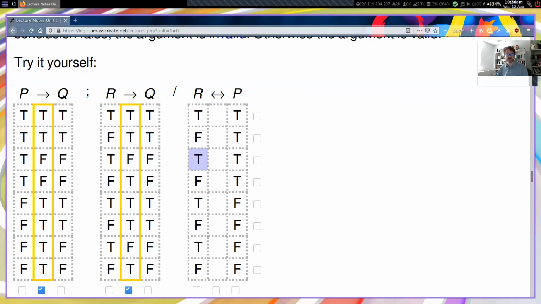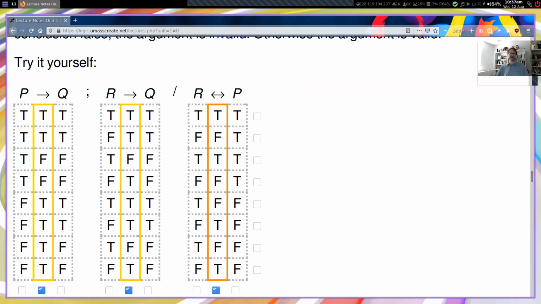Now let's figure out the truth or falsity of the conclusion. True double arrow true is true, false double arrow true is false, true double arrow true is true, false double arrow true is false, true double arrow false is false, false double arrow false is true, true double arrow false is false, false double arrow false is true.